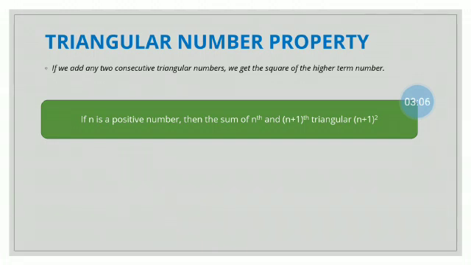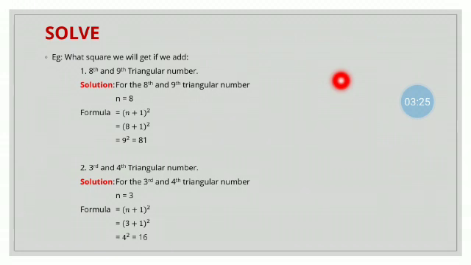The triangular number property. If we add any two consecutive triangular numbers, we get the square of the higher term number. If n is a positive number, then the sum of nth and n plus 1 triangular numbers is n plus 1 square. So let's solve one example. What square will we get if we add the 8th plus 9th triangular number? So for the 8th and 9th triangular number, n here is 8. So the formula is n plus 1 square. So n plus 1 is 8 plus 1 square, which is 9 square, which equals 81.